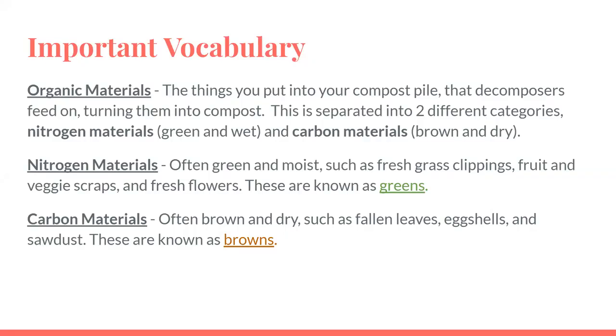Nitrogen materials are often green and moist, such as fresh grass clippings, fruit and veggie scraps, and fresh flowers. These are often known as greens. Carbon materials are often brown and dry, such as fallen leaves, eggshells, and sawdust. These are often known as browns.